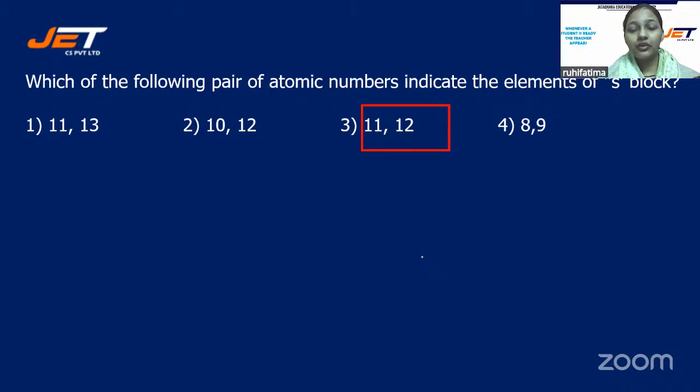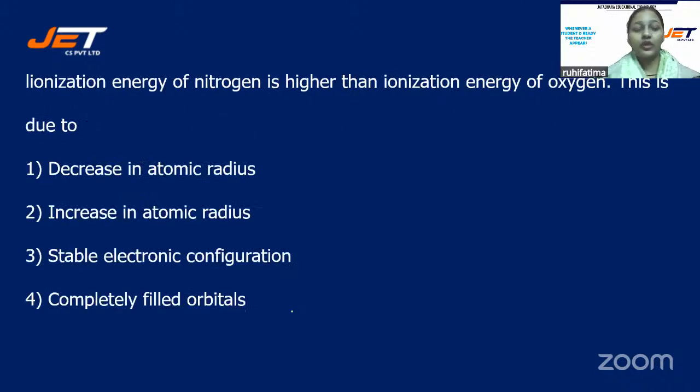Why do these two numbers represent the S block? Because they are the elements of group 1 and 2. That is why. Yes, their valency is 1 and 2. Next question. Ionization energy of nitrogen is higher than ionization energy of oxygen. This is due to, and your options are number 1, decrease in atomic radius, option number 2, increase in atomic radius, option number 3, stable electronic configuration, or is it option number 4, completely filled orbitals?